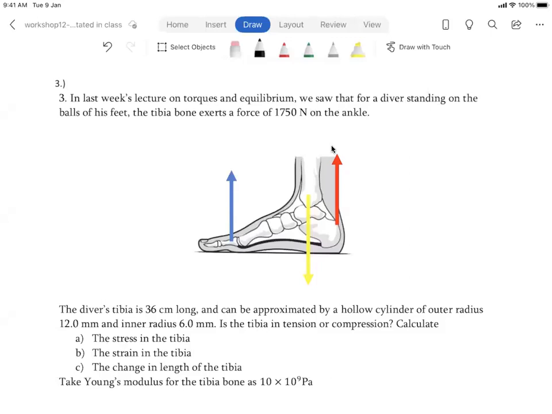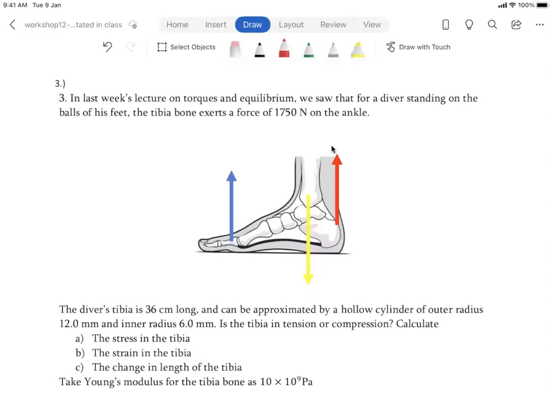Okay, so this is question number 3 in workshop number 12. This question is related to the topic we learned in lecture 11 with elasticity, stress, and strain. It says here, in last week's lecture on torques and equilibrium, we saw that for a diver standing on the balls of his feet, the tibia bone exerts a force of 1,750 newtons on the ankle. So that's the yellow arrow in the diagram below.